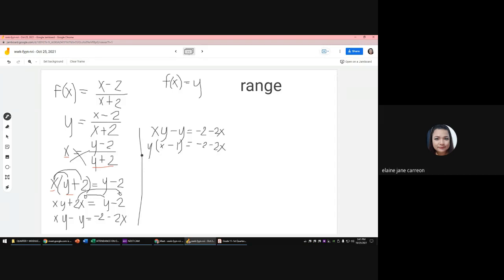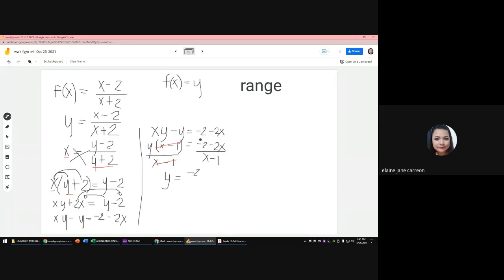So, what do we do in order to isolate y? Of course, we divide x minus 1, kung sino yung kasama niya, sa both sides of the equation. And then we can cancel x minus 1 and x minus 1. What remains here is y equals negative 2 over x minus 1. Okay, pwede natin tong i-factor. We can factor out negative 2 here.